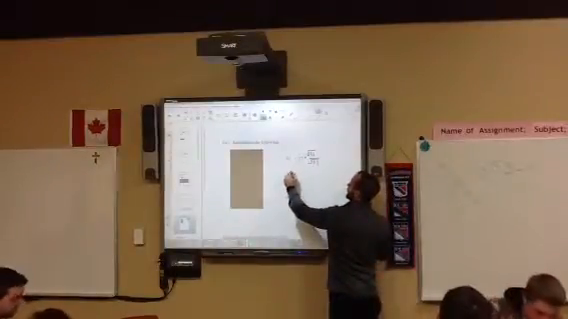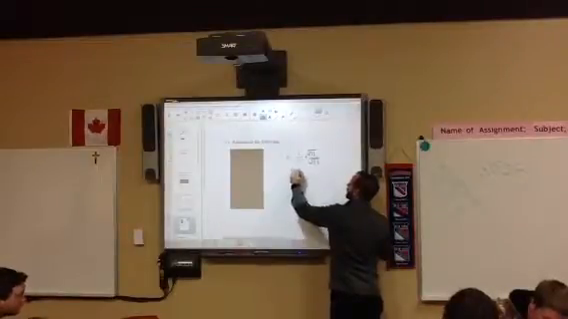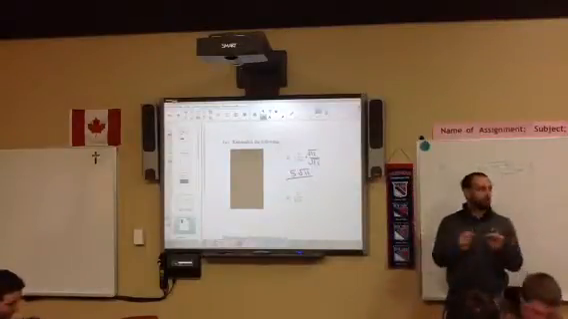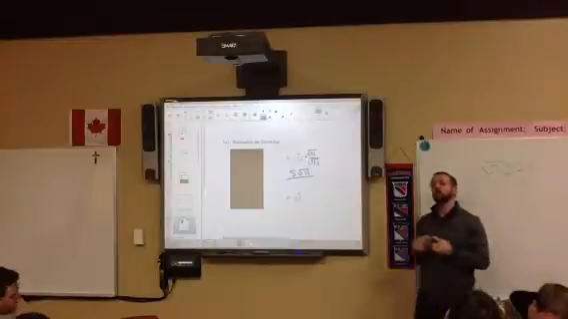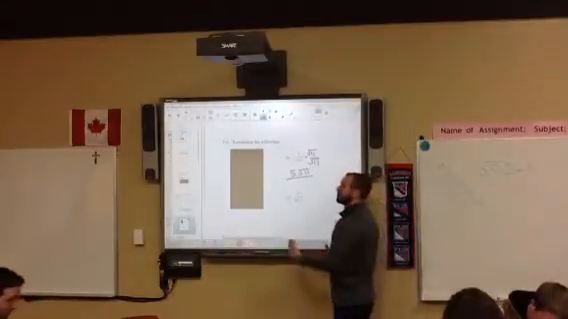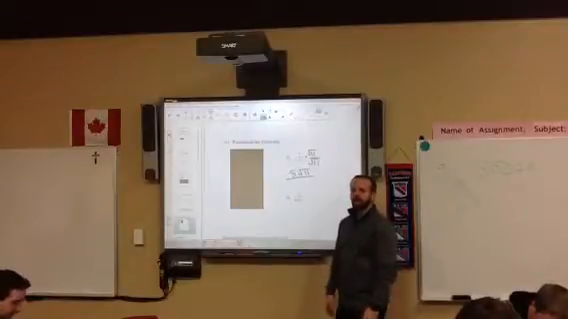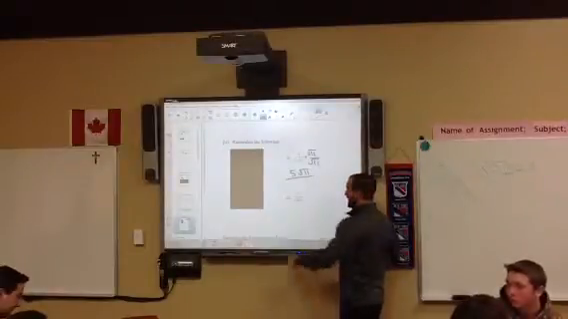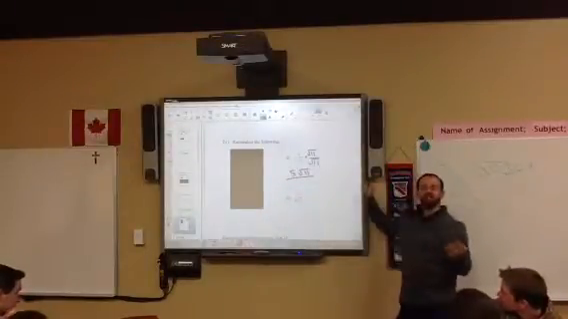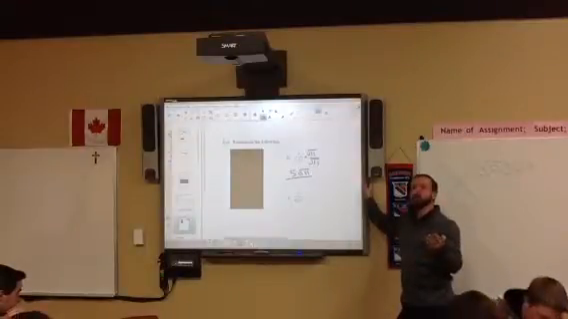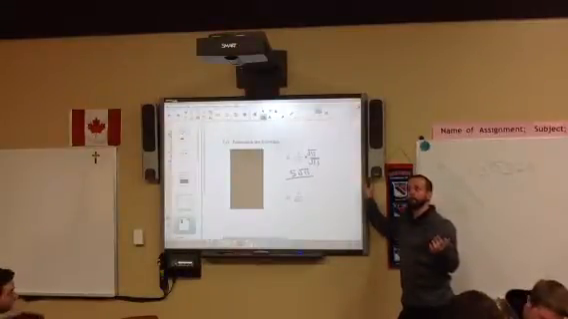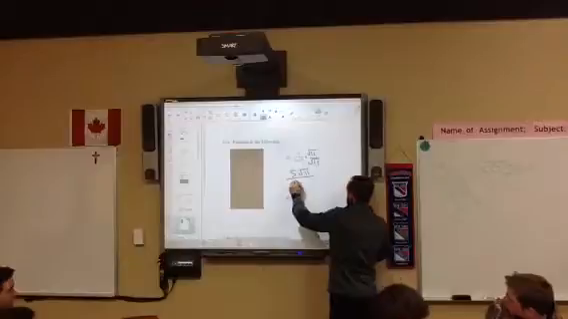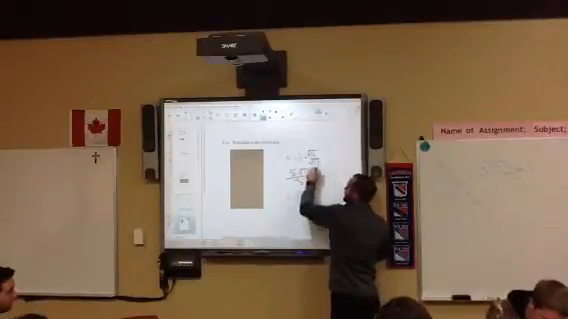What is 5 times root 11? 5 root 11. 3 root 11 times root 11. The 11s multiplied together make 121. What's the square root of 121? 11. What is 3 times 11? We did it. Fantastic.